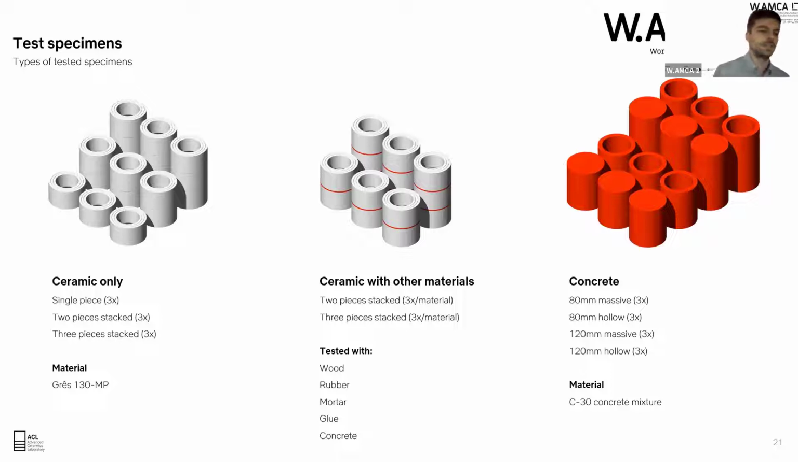So basically, the first one is only ceramic with just one piece, with two stacked pieces and three stacked pieces, only with ceramic. Then we pass to ceramic and the other materials, which has two ceramic pieces and one of separation material, and three ceramic pieces and two plates of separation material. The materials tested were wood, rubber, mortar, glue, and concrete. And then to compare with concrete specimens, we made some concrete specimens with the same dimensions as the ceramic ones.